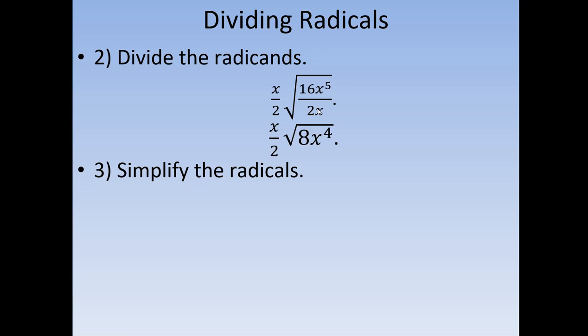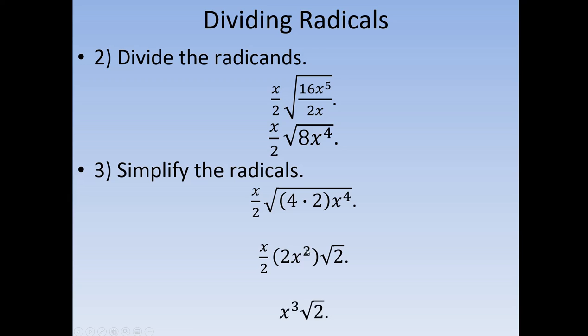Then the last step again is simplify the radicals. So 8x to the fourth can be rewritten as 4 times 2, x to the fourth. 4 is a perfect square, so that ends up being 2x squared times rad 2. And then we're going to multiply this by the x over 2 that we had before. 2 divided by 2 is just 1. And then we end up having x times x squared, which gets us x cubed. So my final answer will be x cubed times square root of 2. All right, and that's pretty much it.